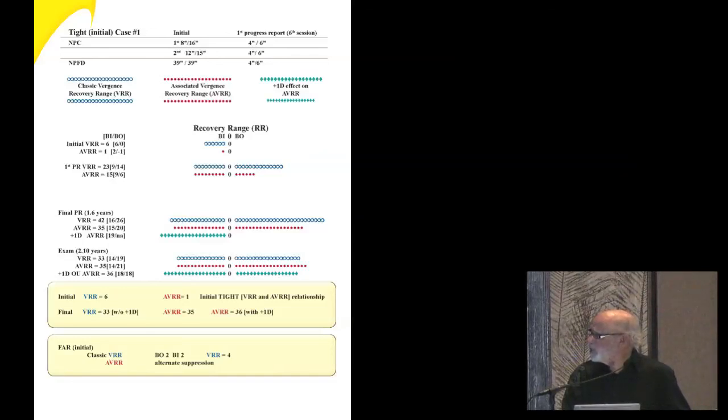And here's a tight relationship. Again, divergence ranges were 6 prism spread. And here you can see the base out, nothing. 0 recovery. Base in, 6 recovery. 6. What was it for the associated divergence ranges? 1, displaced into -1.